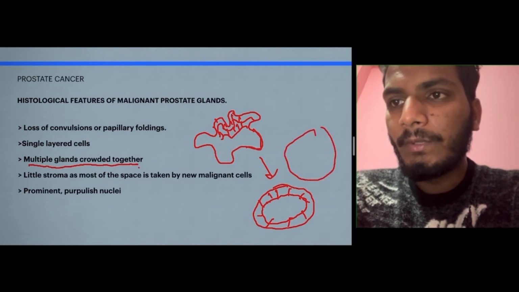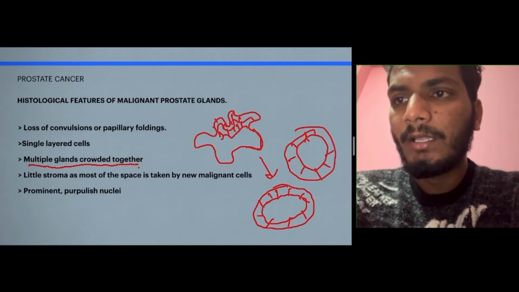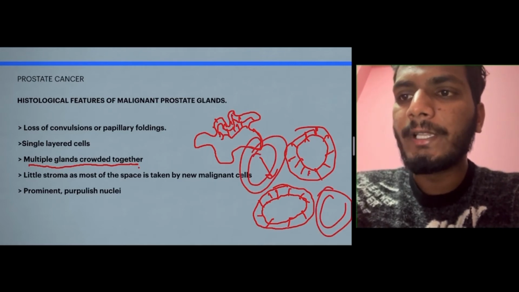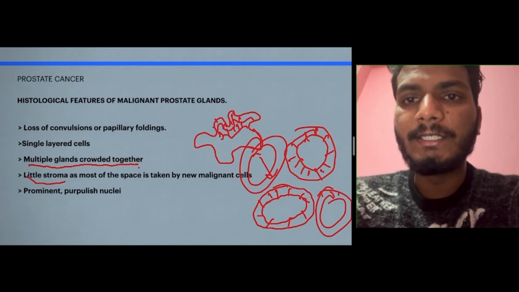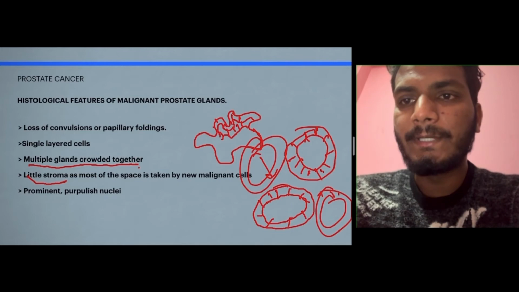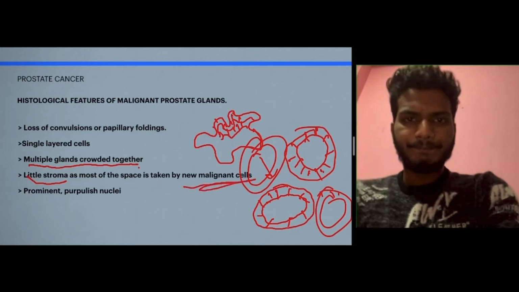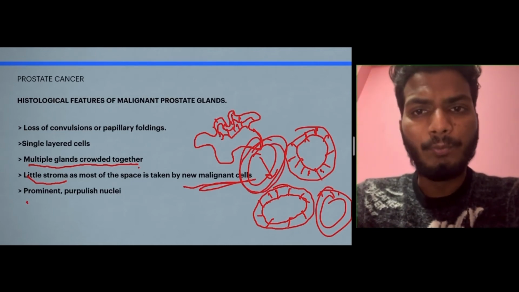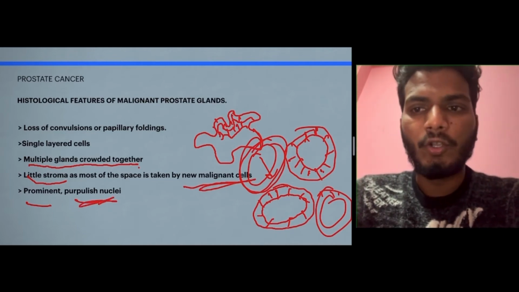So we can see like this. Later we will see in histological images that there are back to back appearances. So this is one gland, this is another, this is another. So there are multiple glands crowded together, and stroma becomes less, little stroma, as most of the space is taken by new malignant cells. So stroma becomes lesser, and we can see more and more glands crowded together. Then there are prominent and purplish nuclei. Now we'll move to the histological slides.